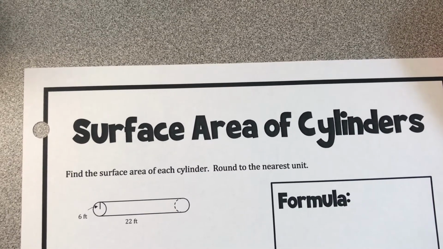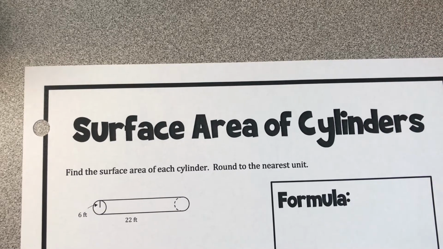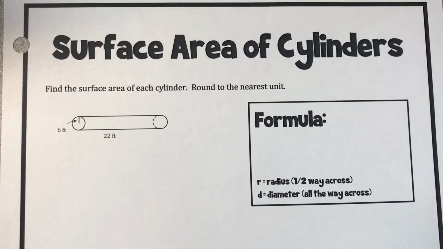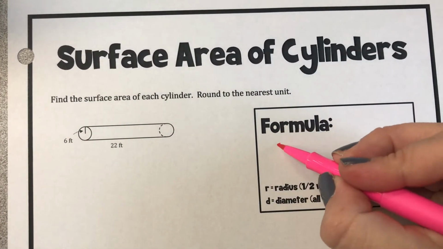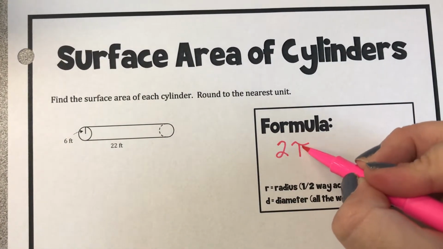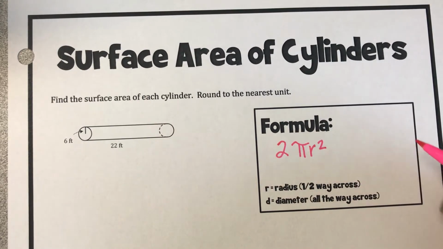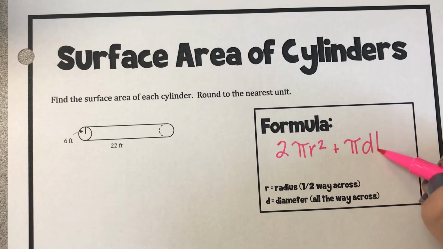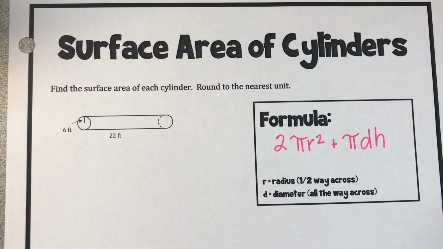Okay, today we're going to talk about surface area of a cylinder. This is probably the longest formula that you're going to learn. And it goes like this. It's 2 pi r squared plus pi dh. Okay, it's 2 pi r squared plus pi dh. And if you're curious where this formula even comes from?